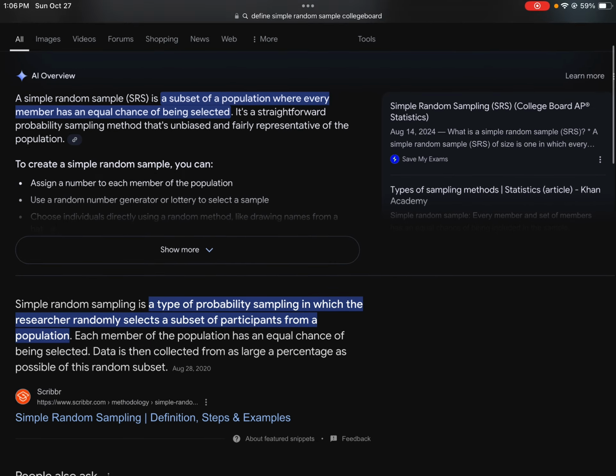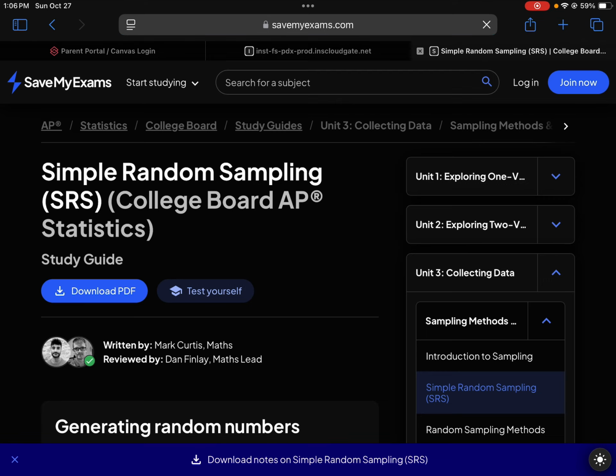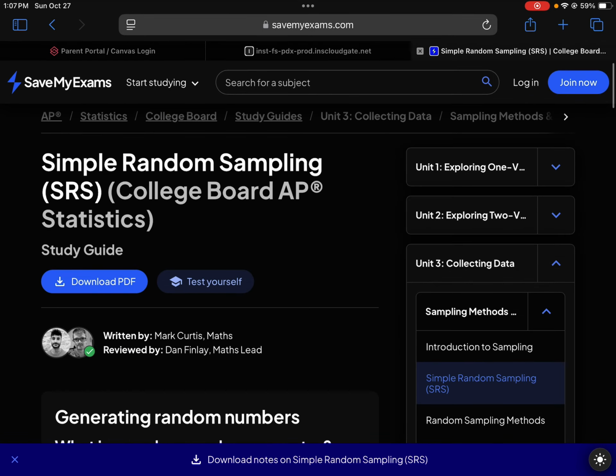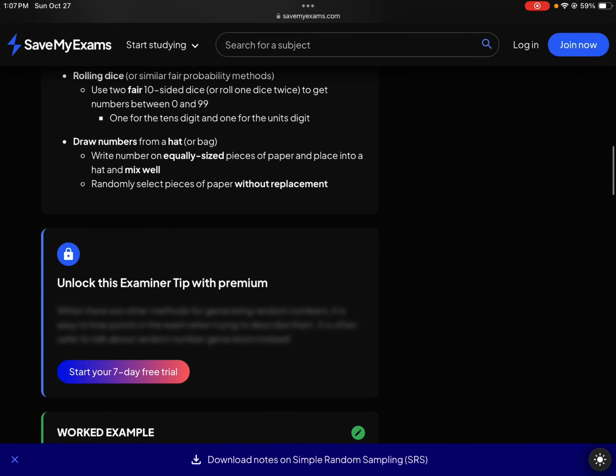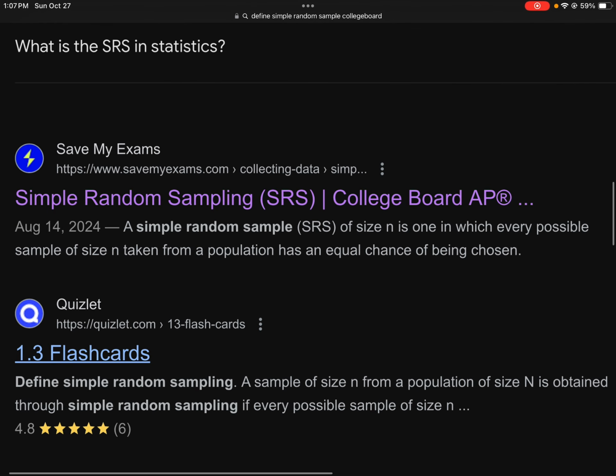Okay, that's an AI response. Okay, so looks like a good definition. Oh, just lost it. Let's go back here. Okay, a simple random sample, SRS, of size n is one in which every possible sample of size n, right, every possible group of size n taken from a population has an equal chance of being chosen. Okay. So it's not saying that every individual has an equal chance, although that is true as well. Okay, the definition from College Board is that every possible sample, meaning every possible group, has an equal chance of being chosen.